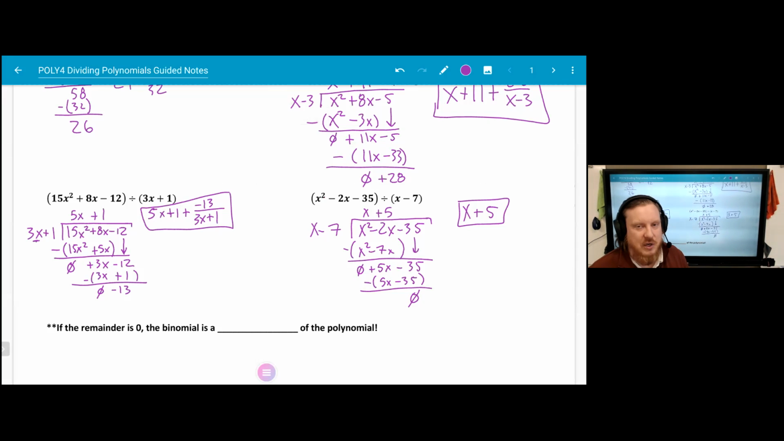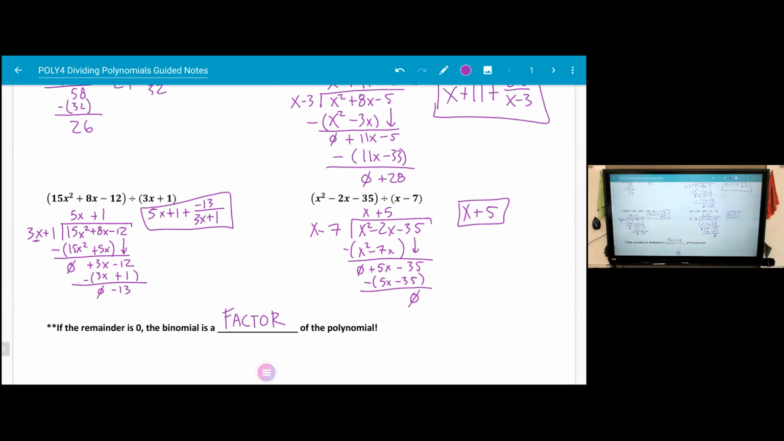If you're doing division, you're dividing this binomial. Your divisor is a binomial, your top is a polynomial. If the remainder is 0, that binomial is a factor of the polynomial. It's a factor of the polynomial. So we're going to use that to our advantage.